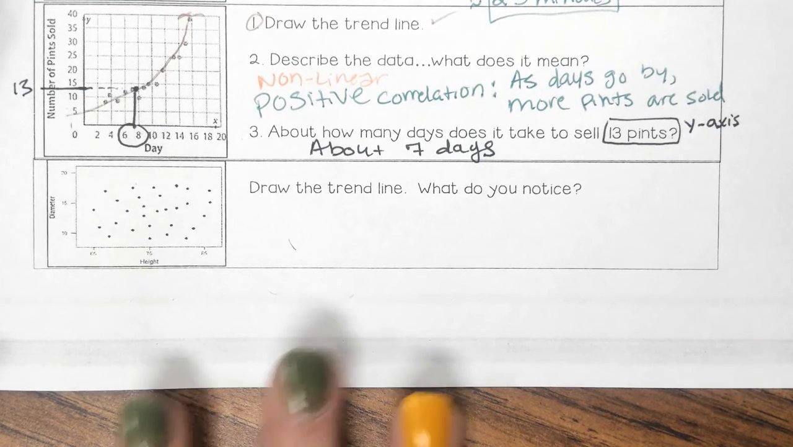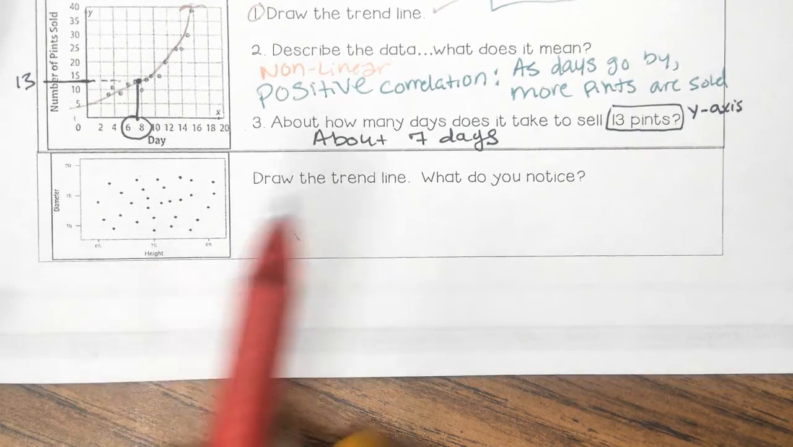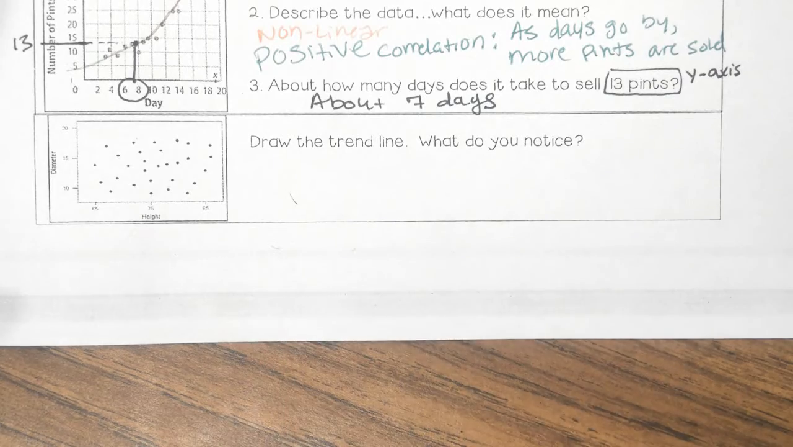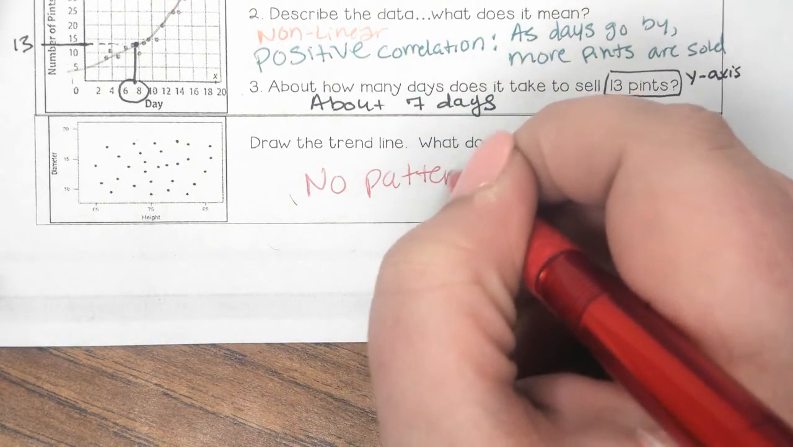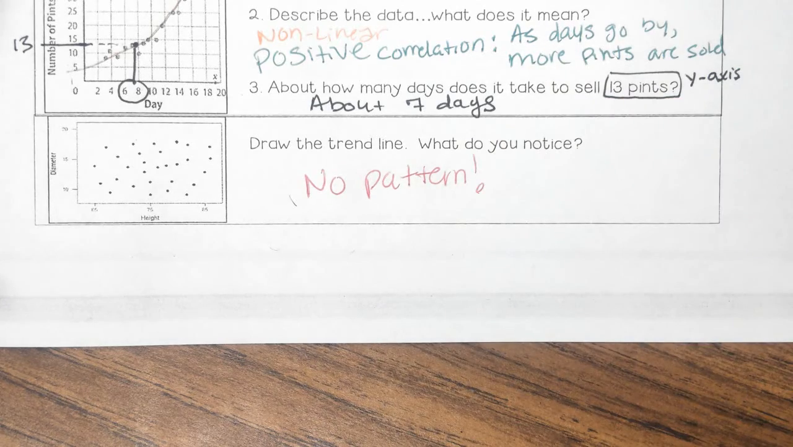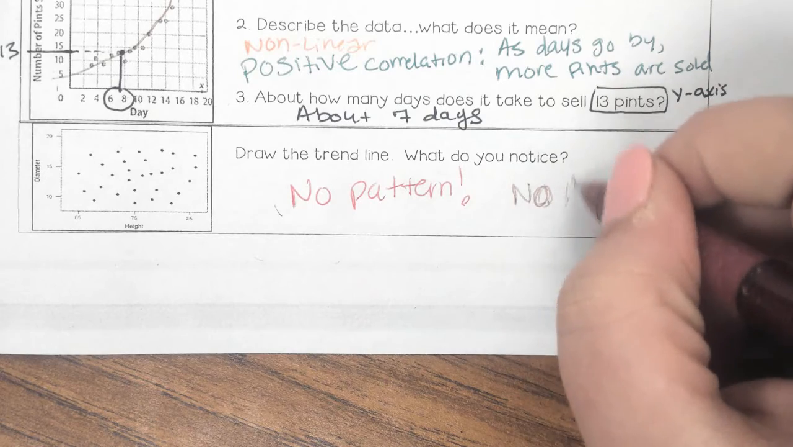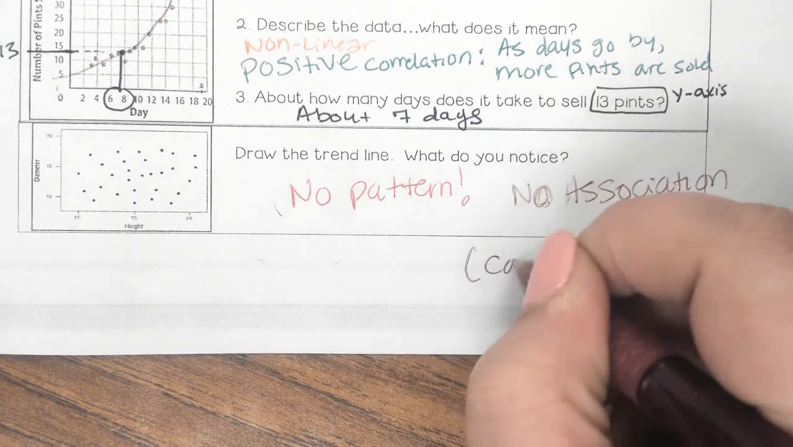In class, I giggle to myself while I make all of you try to draw the trend line below. And fairly quickly on, you all tell me that you can't draw the trend line because there's no pattern. Since there's no pattern, then we talk about how there's no association, which means you cannot draw the trend line.